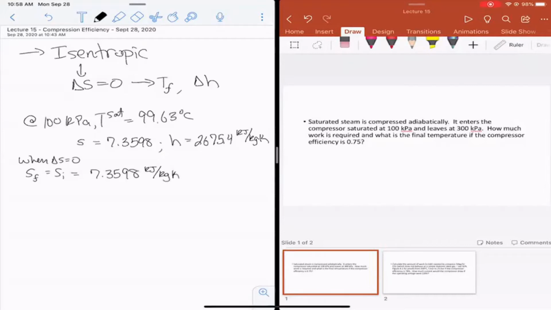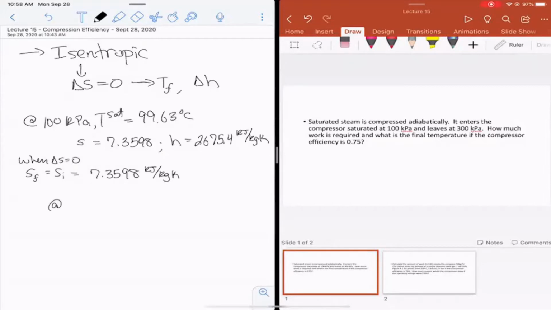So our task then is that we know the final pressure is 300 kilopascals, and we know what the final entropy needs to be. So what we need to do is to look at the steam tables for what temperatures have values at that pressure that are very close to 7.3598 kilojoules per kilogram Kelvin.